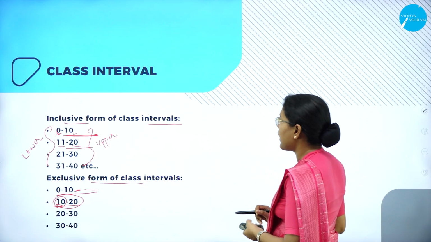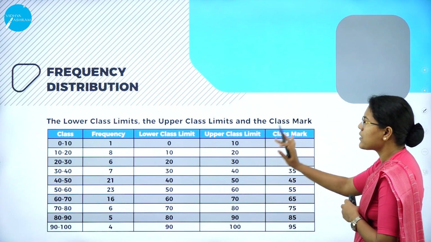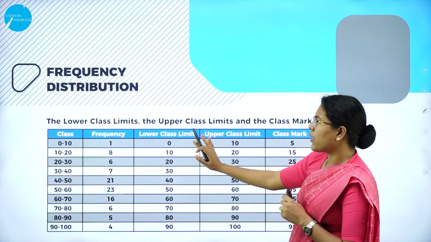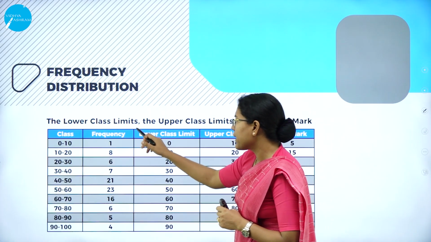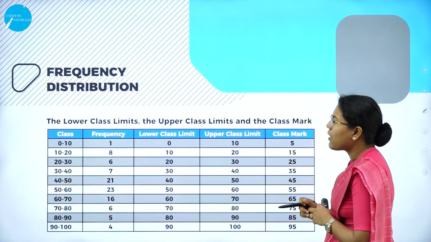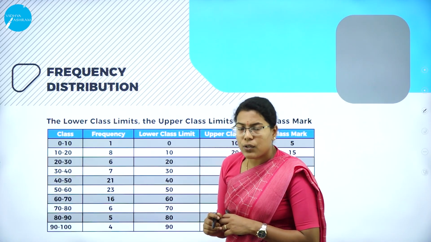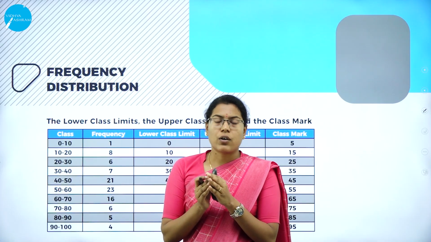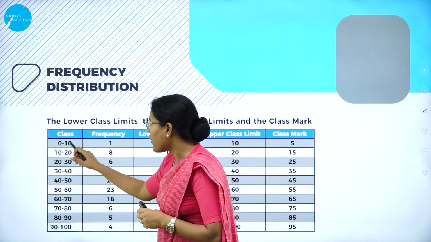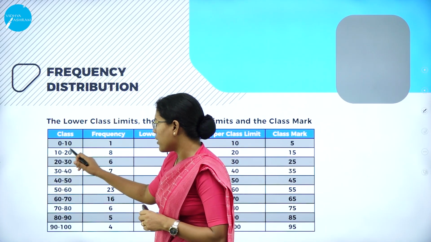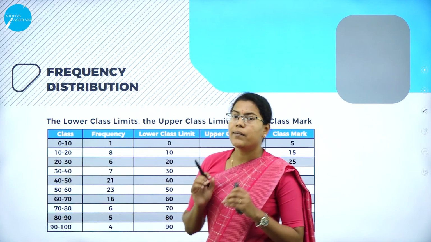Now let us see an example of a frequency distribution. This is an example of a frequency distribution, and this table is called a frequency distribution table. This table presents the lower class limit, upper class limit and class mark. First let us learn what a class is all about. A class is the divisions we make, based on equal or unequal intervals. We divide the classes, that is 0 to 10, 10 to 20, 20 to 30, 30 to 40, like that. So this column is called a class.